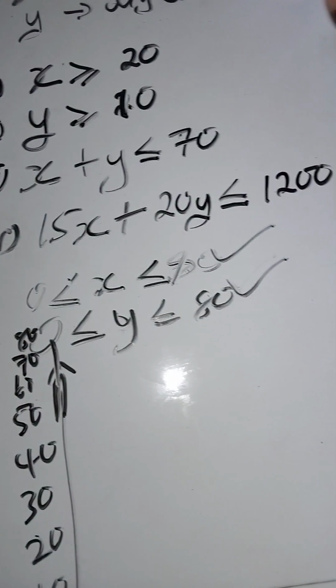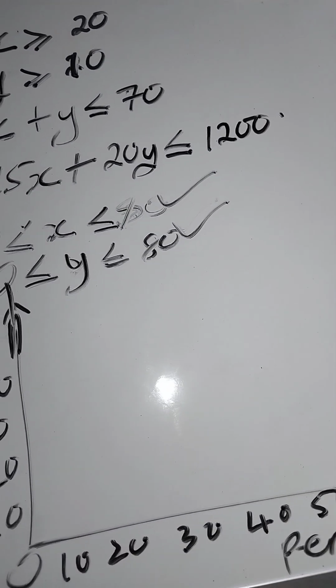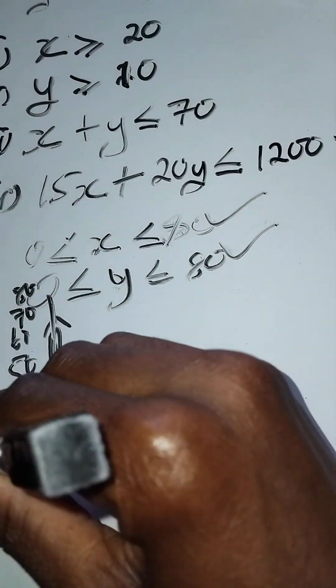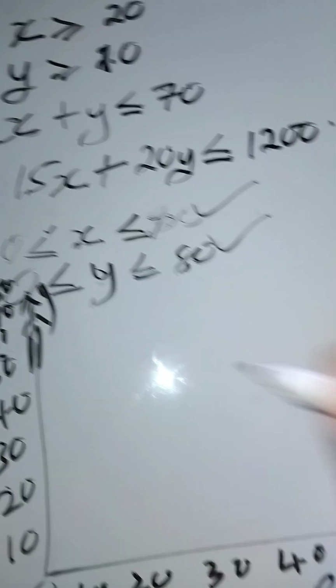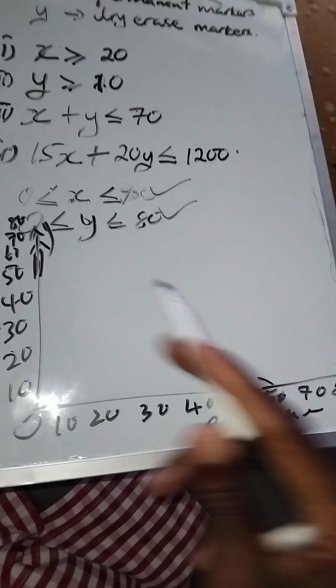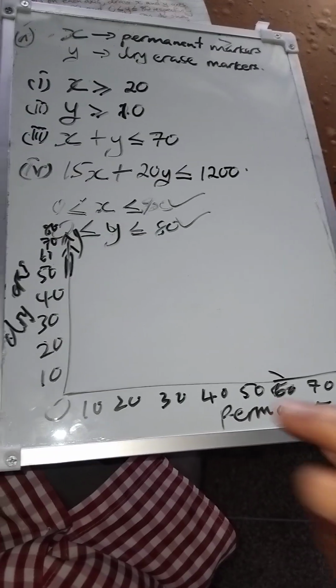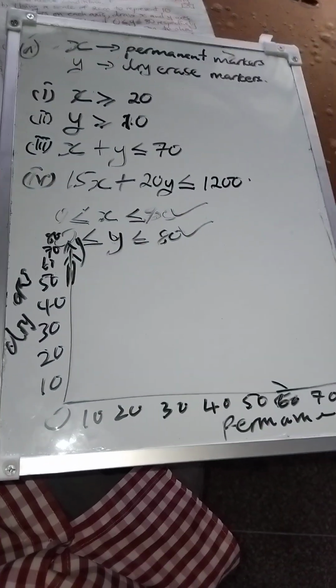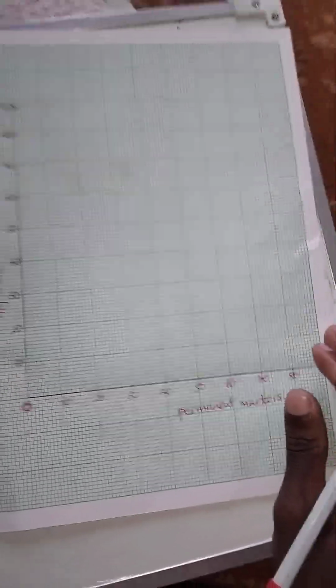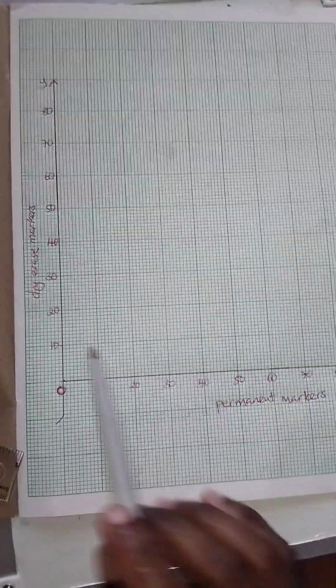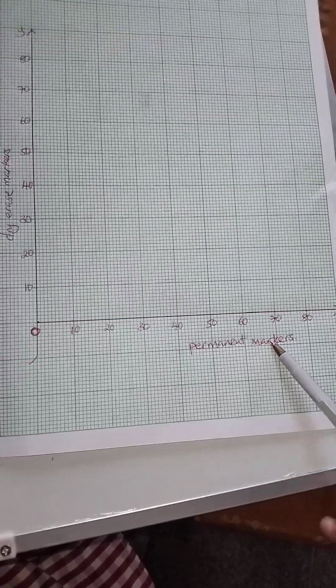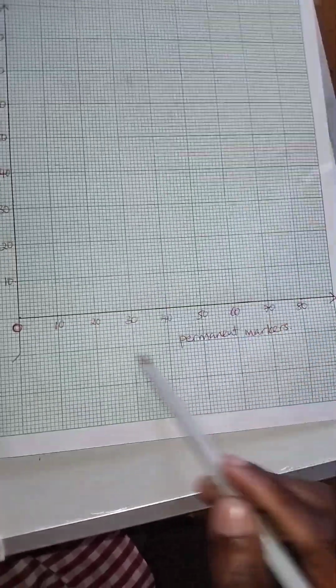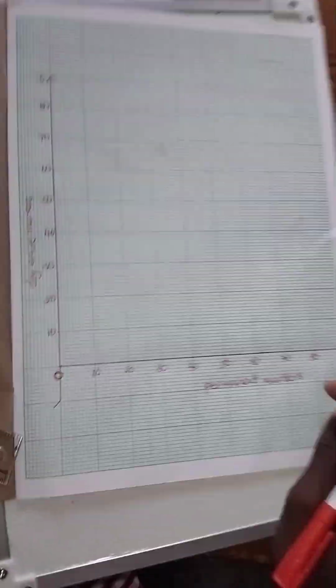Since x represents permanent markers, write permanent markers there, and on the other axis write dry erase markers for y. Let us do this graph on graph paper, to plot my inequalities. The graph starts at 0, goes 10, 20, 30 up to 80. Remember x is permanent and y is dry erase; don't label them wrongly or leave out y and x. So that is our graph.